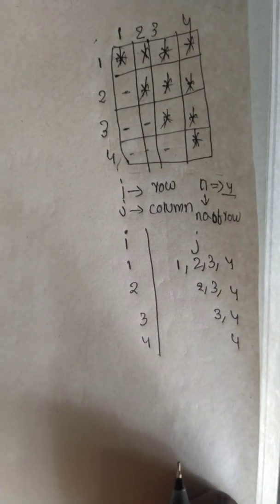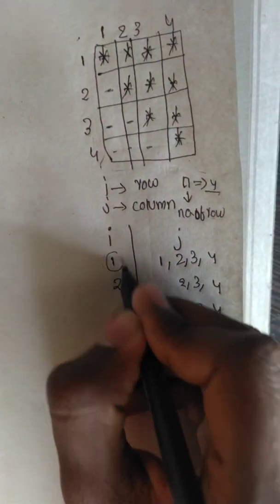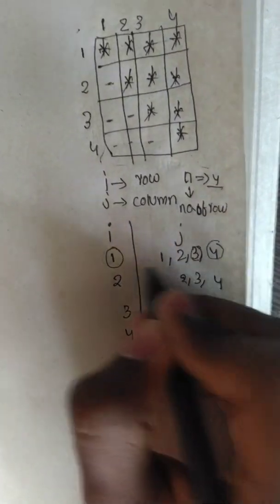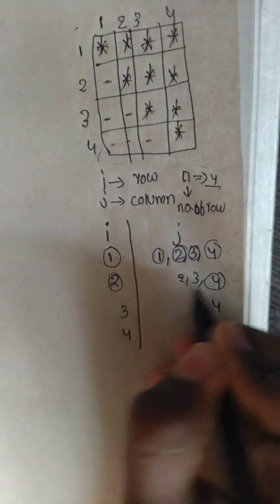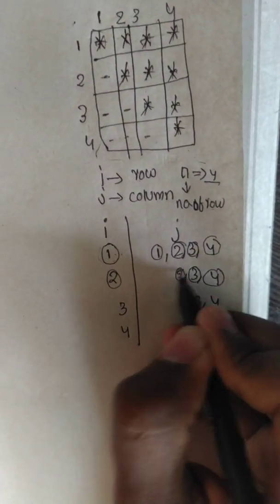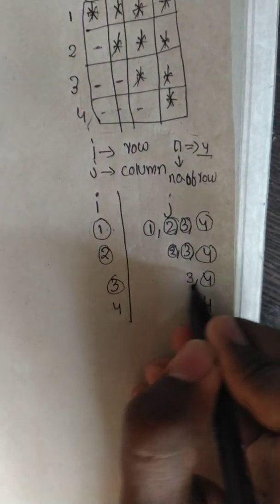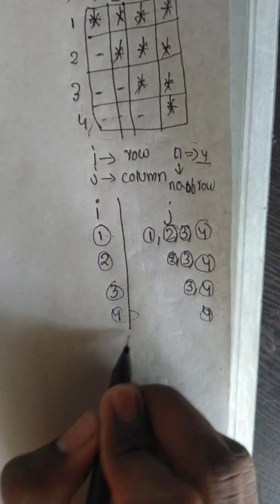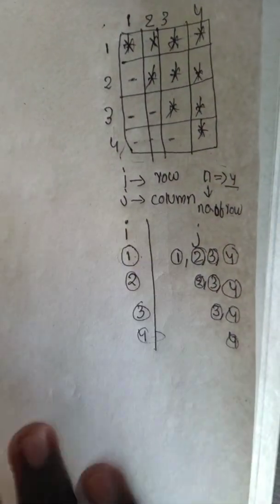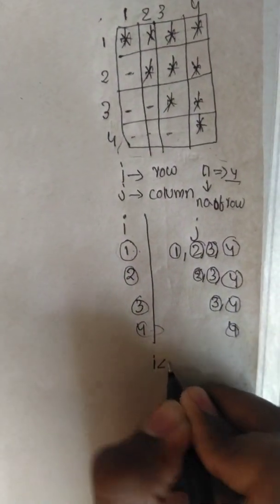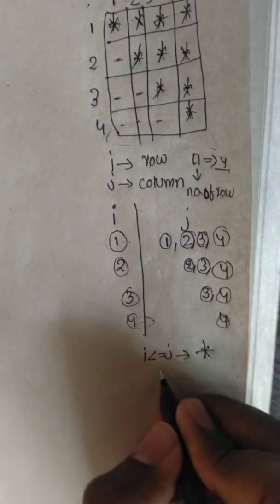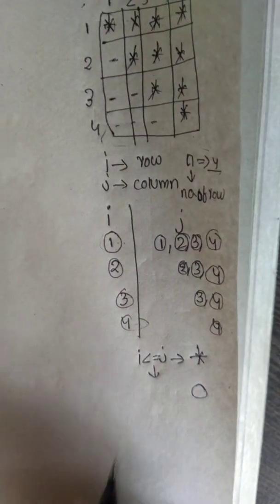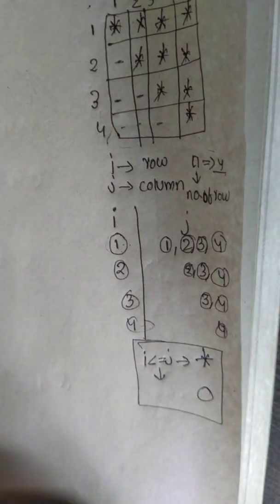By seeing these, I analyzed one thing. 1 is less than 4, 1 is less than 3, 1 is less than 2, and 1 is equal to 1. 2 is less than 4, 2 is less than 3, 2 is equal to 2. 3 is less than 4, 3 is equal to 3, 4 is equal to 4. So by seeing these situations, I understood that when i is less than or equal to j, we have to print the stars. Other than this condition, we have to print the spaces. These are the things we have to keep in mind.